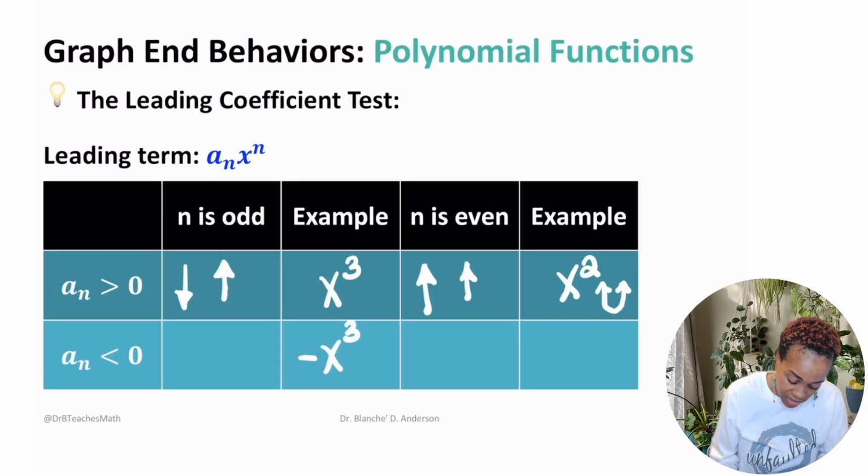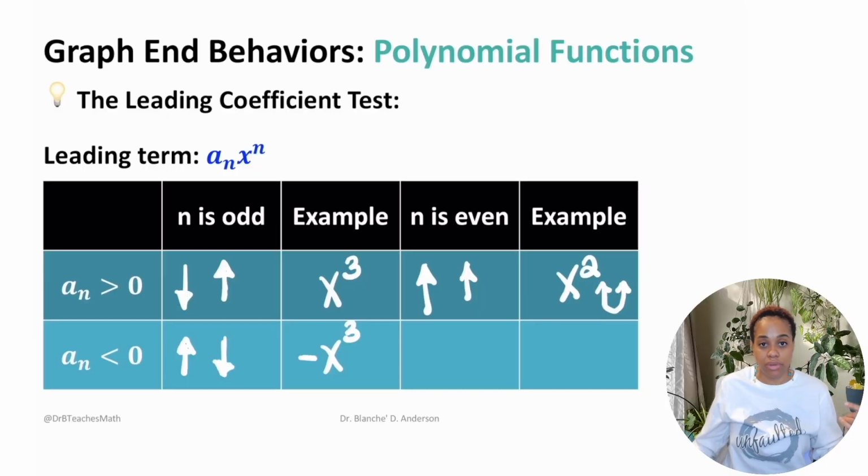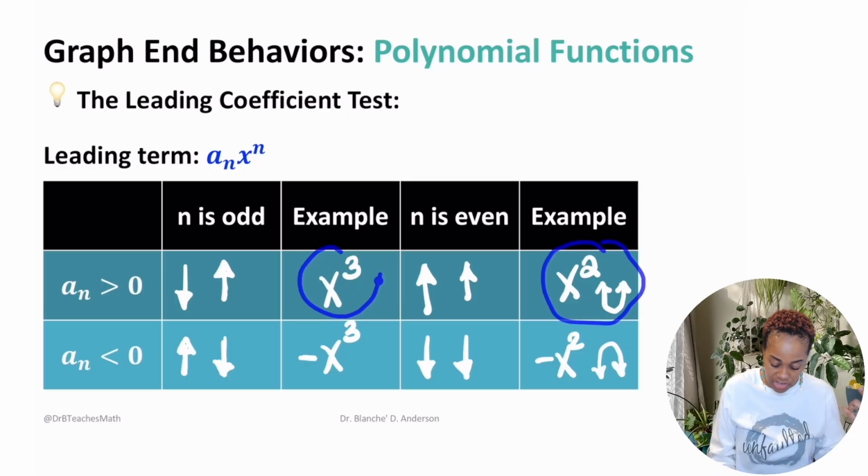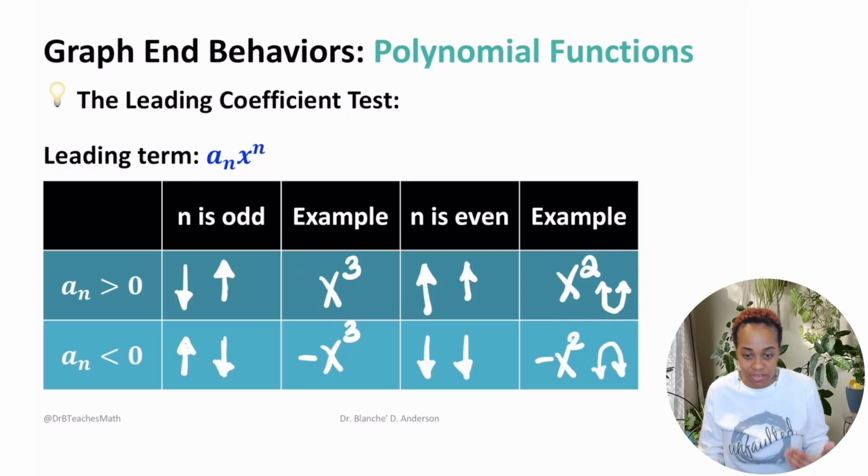So if it's negative, the end behavior on the left side of the graph is going to go up, and the end behavior on the right side of the graph is going to go down. Okay, so it's going to be opposite. And then same thing over here. If you had negative x squared, it's going to look like that. The parabola is going to flip, so these go the opposite direction. So again, I'm going to stress the importance: know what x squared looks like, know what x cubed looks like, and then the negative version of that is just going to be the opposite, okay?